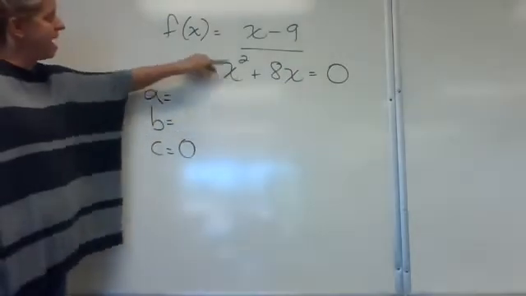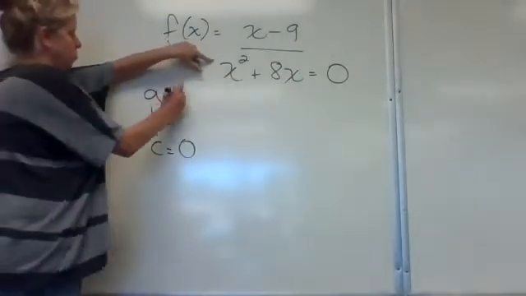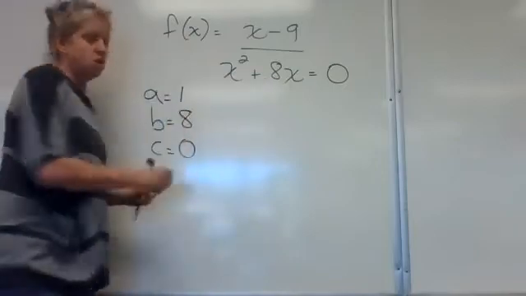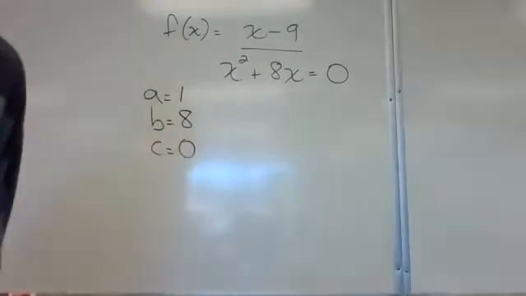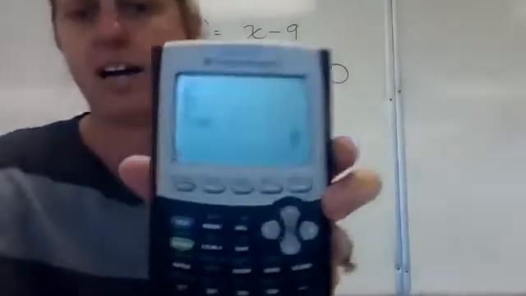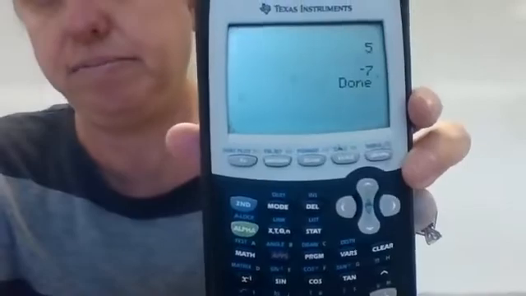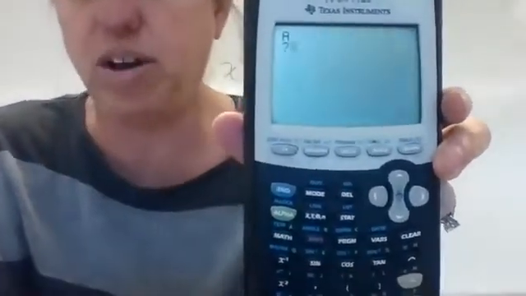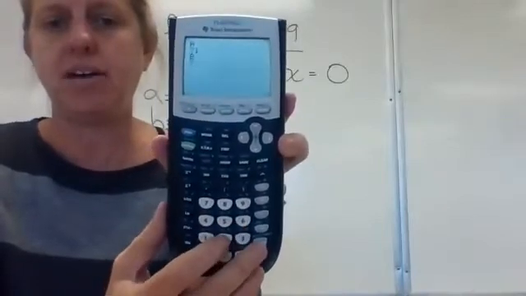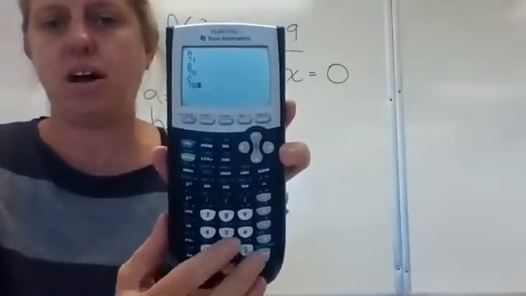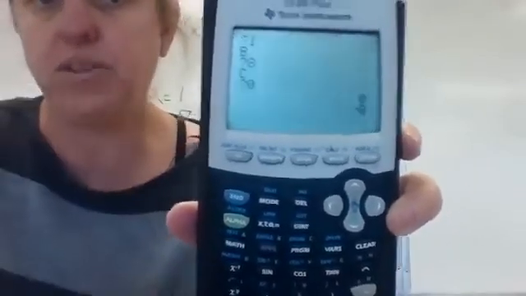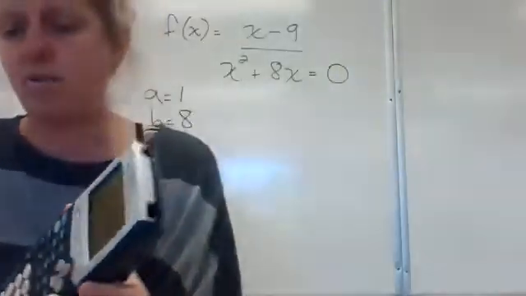Because what's A? A is in front of x squared, which is 1. B is in front of x, which is 8. Again, I'm going to do it both ways. So go back to quad. If you're still in it, you'll just hit enter again, and it'll go straight to it. So my A is 1, my B was 8, and my C was 0. So the zeros are 0 and -8.